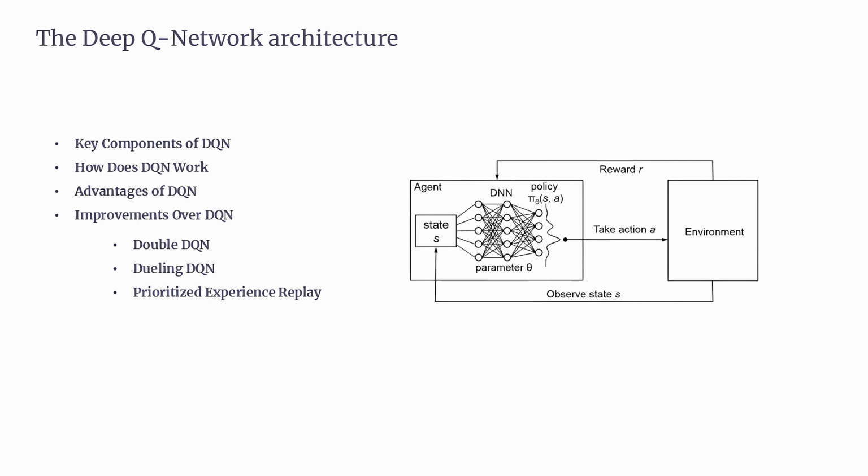3. Prioritized experience replay. Instead of sampling experiences randomly, it prioritizes those with significant learning potential based on how much they deviate from current predictions. In summary, DQN bridges the gap between classical reinforcement learning and deep learning. It allows agents to tackle complex, high-dimensional tasks by leveraging the power of neural networks.